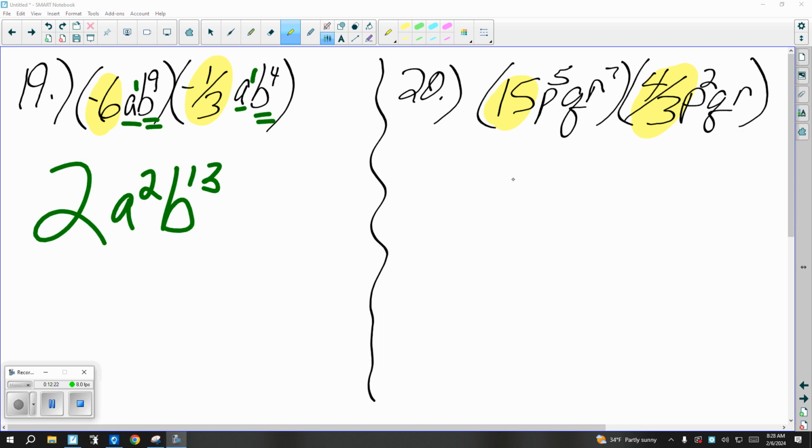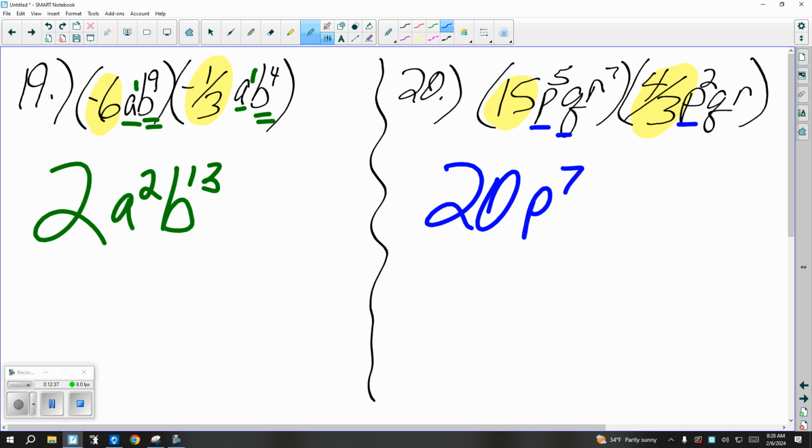Remember that when we multiply, it's really just like 15 divided by 3, which is 5, and 5 times 4 is 20. Oh, well, that was easy. P to the 5th and p to the 2nd is p to the 7th. Q to the 1st and q to the 1st is q to the 2nd. And then r to the 7th and r to the 1st is r to the 8th. And that's it. Did I go alphabetical? P, Q, R. Yep. There we go.